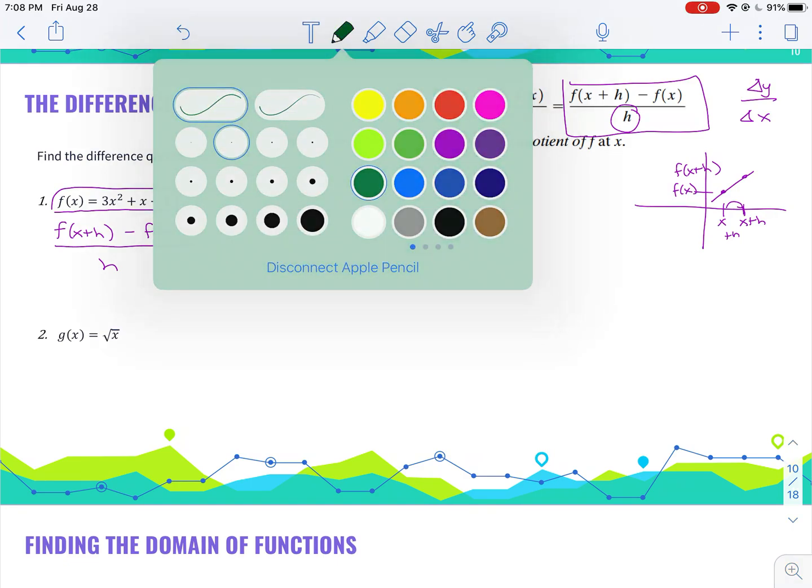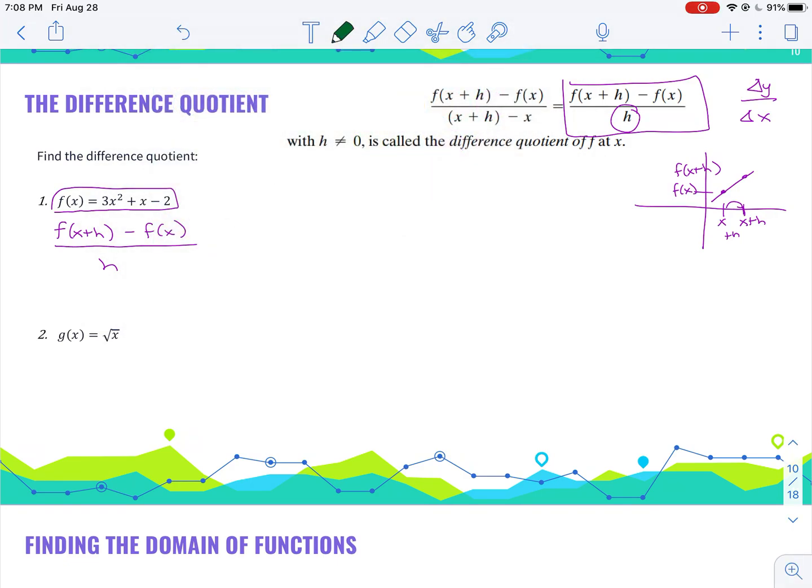So remember when we were doing the function notation up above, the first thing we're going to do is plug x plus h into my function. So this would be 3 times (x plus h) squared plus the x becomes x plus h, and then minus 2. So this right here is f at x plus h. And then we're going to subtract f of x. Well, f of x is just the original function, 3x squared plus x minus 2.